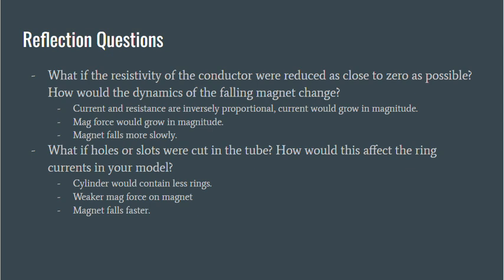Conversely, if we had holes or slots cut into the tube, it would affect the ring currents in our model because the cylinder would contain fewer whole rings overall. Therefore, there'd be a weaker magnetic force on the magnet, and the magnet would fall faster.